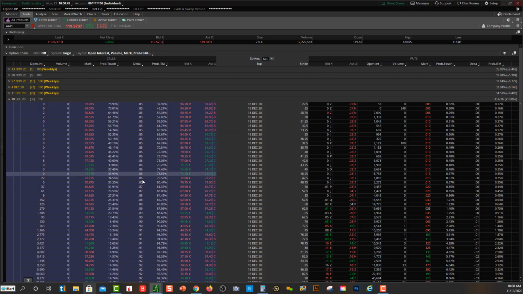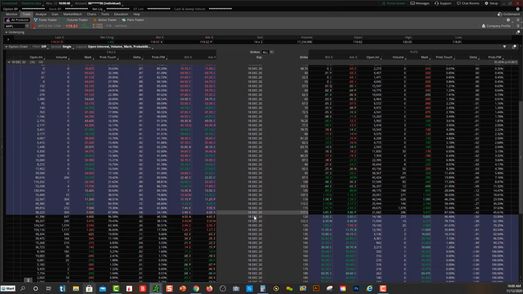Again, just showing delta. This is an idea of, again, per $1 move. So if Apple moves up $1, the delta would move up 79 cents. That'd be a $79 move because 79 cents times 100. If it goes down $1, that options contract would lose $79 worth of value.